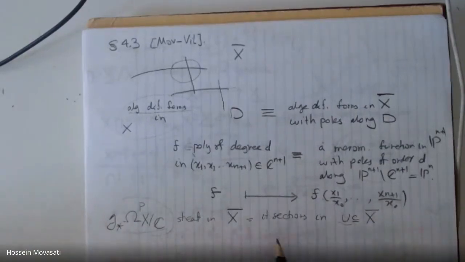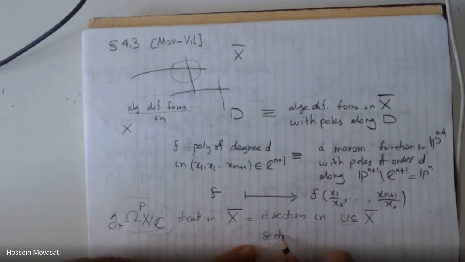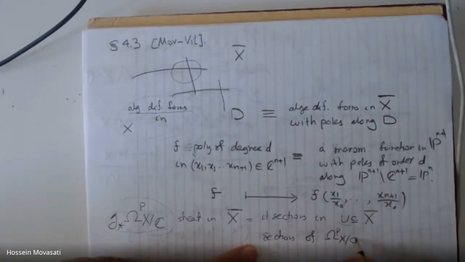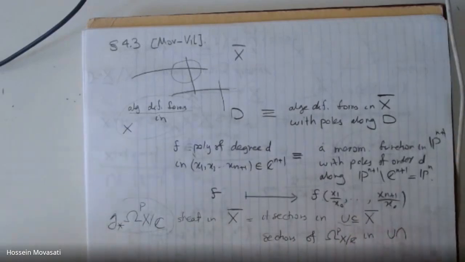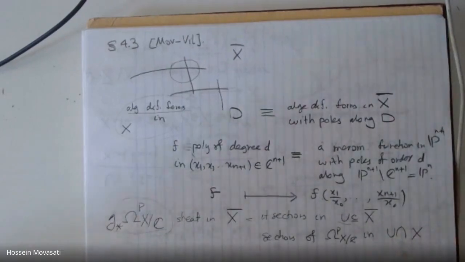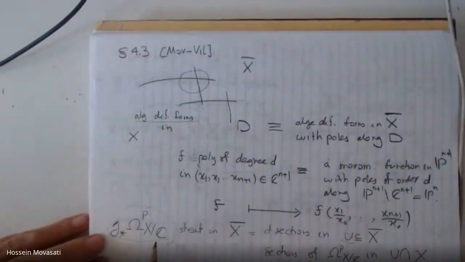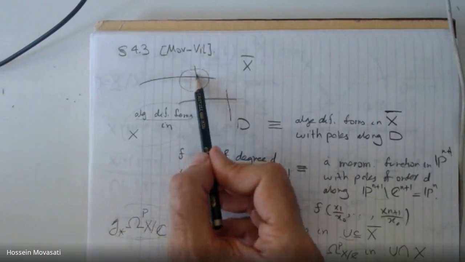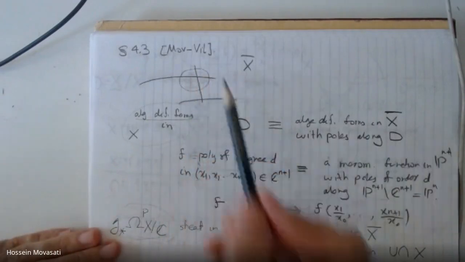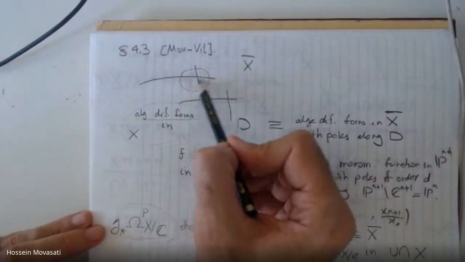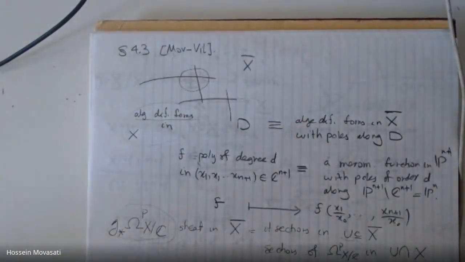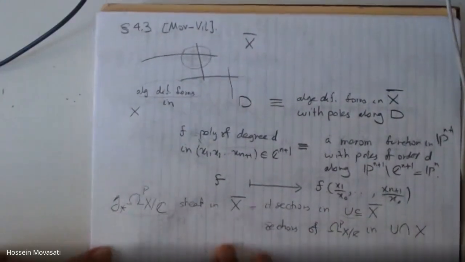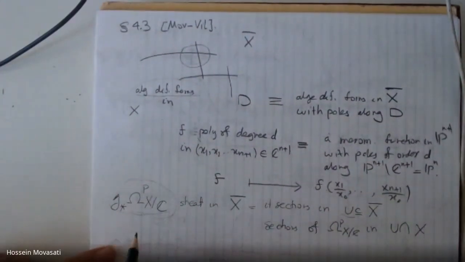What is its section over U? It will be just the sections of Omega^p, just algebraic differential forms, section in U intersected with X. Anyway, this notation means that at the end I will consider algebraic differential forms outside, and then for sure I will consider them as sections of my new sheaf over the whole U. Okay, this is just a matter of notation.